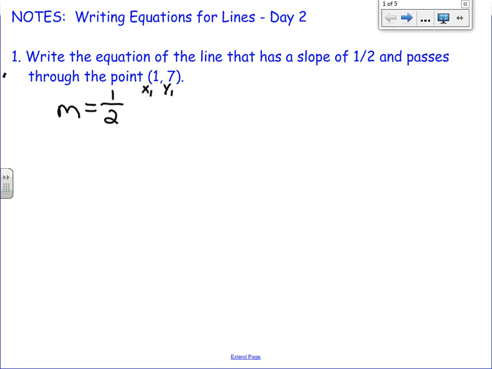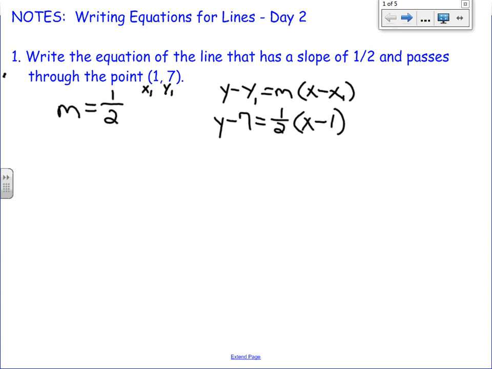We always start with the point-slope form of the equation, which is y minus y1 equals m, and then parentheses x minus x1. And the only thing that we have to plug in is the slope and the point, which we're given. So we start by writing our equation: y minus 7 equals 1/2 times x minus 1.